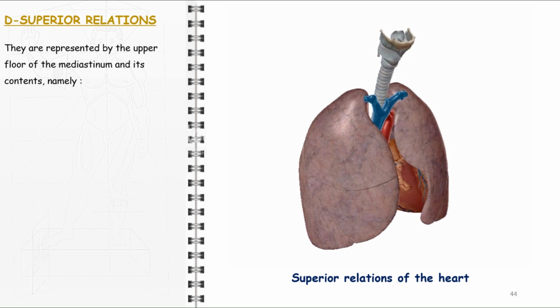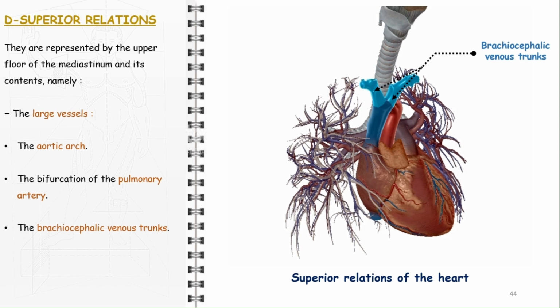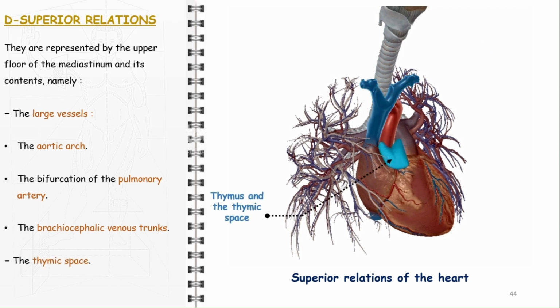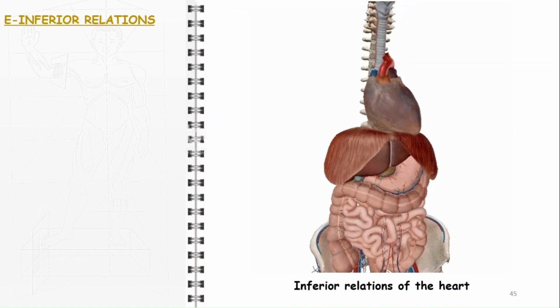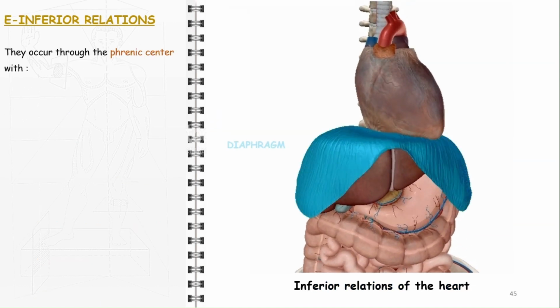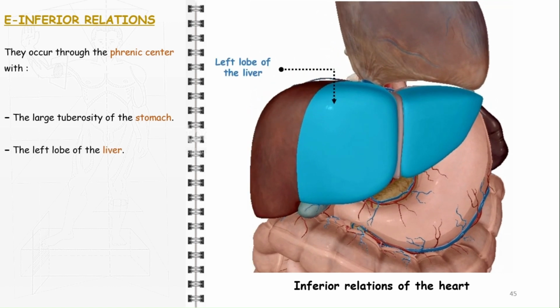The superior relations of the heart are represented by the upper floor of the mediastinum and its contents, namely the large vessels that are the aortic arch, and the bifurcation of pulmonary artery, and the brachiocephalic venous trunks, the thymic space, and the tracheal bifurcation. The inferior relations occur through the phrenic center with the large tuberosity of the stomach and the left lobe of the liver.